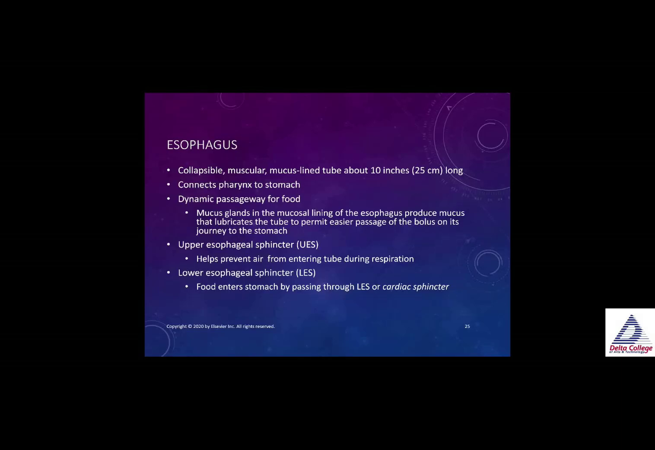Then it goes into what's called the upper esophageal sphincter. This helps prevent air from entering the tube during respiration. And the lower esophageal sphincter is where food enters the stomach by passing through the LES, also known as the cardiac sphincter. Now, it seems misleading, but the cardiac sphincter is actually the lower esophageal sphincter. It has nothing to do with the heart, but it is close to the heart, and I think that's why they call it that.